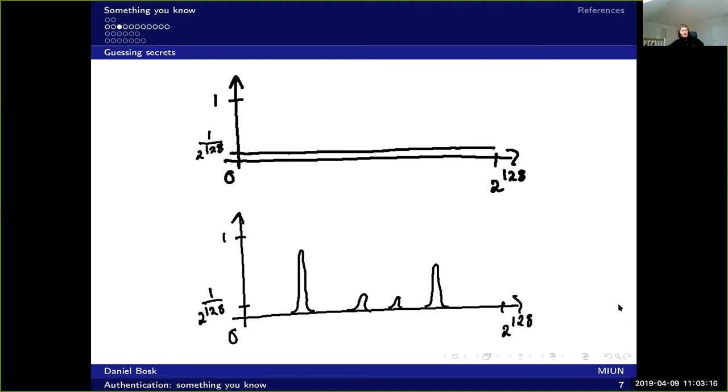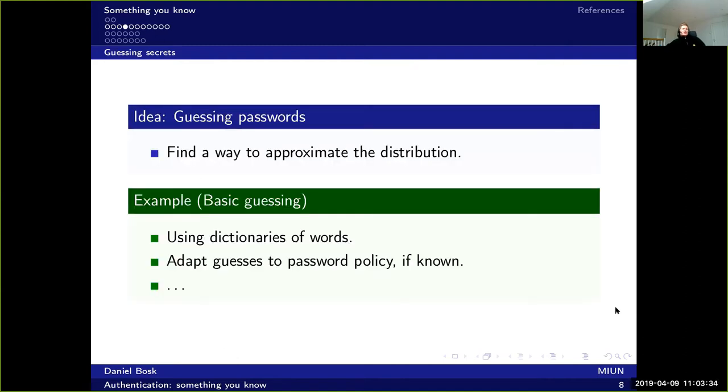There are large studies about how users choose their passwords and what probability distribution that yields. So we'll get to that in a moment. For guessing passwords, it's a good idea to find a way to approximate the distribution so that you try to follow these peaks and not just random guessing as if it was a cryptographic key, because that will be far too inefficient.